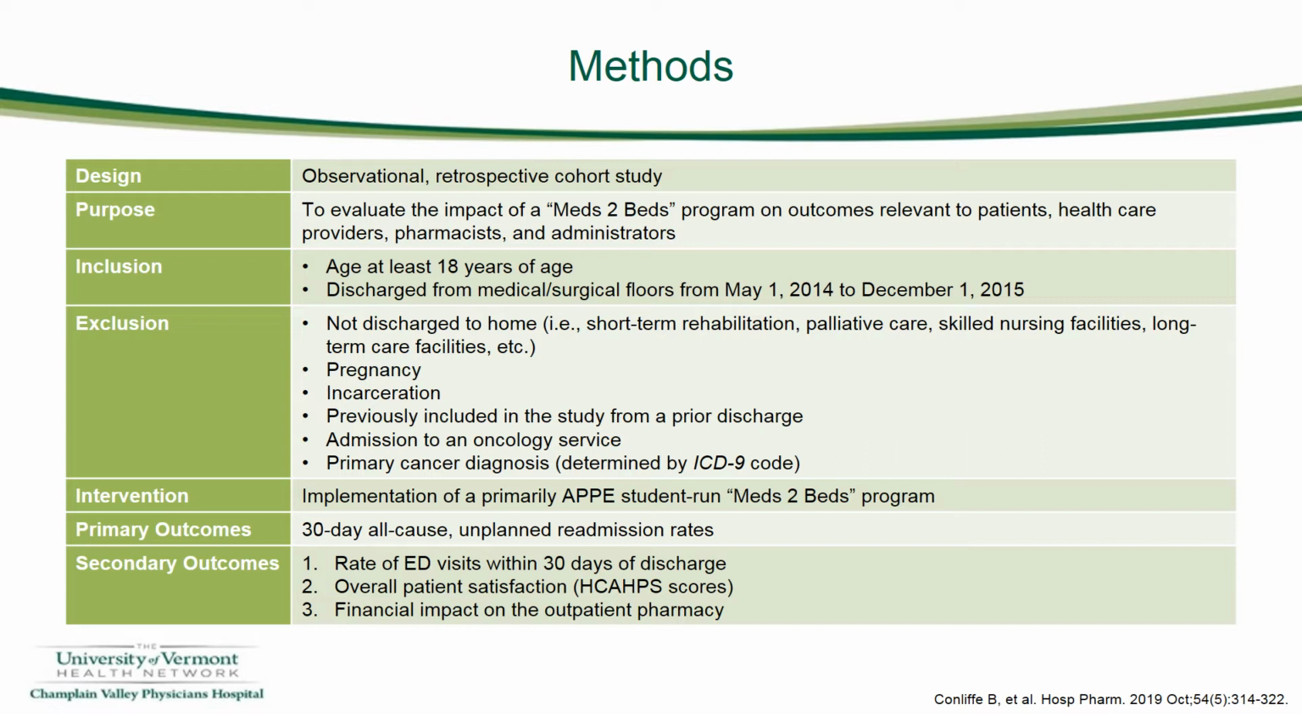So again, the intervention here was simply the implementation of a Meds-to-Beds program, which, as we'll see, was primarily APPE student run, and we'll talk about this on the next couple slides. The primary outcome was, again, 30-day all-cause unplanned readmission rates. They also had some secondary outcomes they looked at, including rate of ED visits within 30 days of discharge, overall patient satisfaction based on HCAHPS scores, and then lastly, the overall financial impact on the outpatient pharmacy.